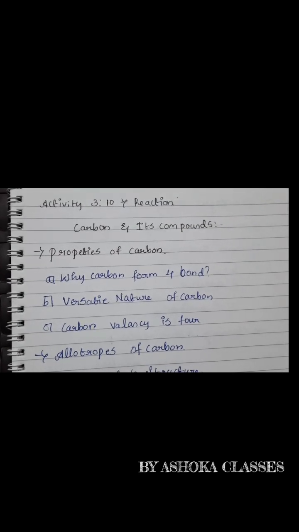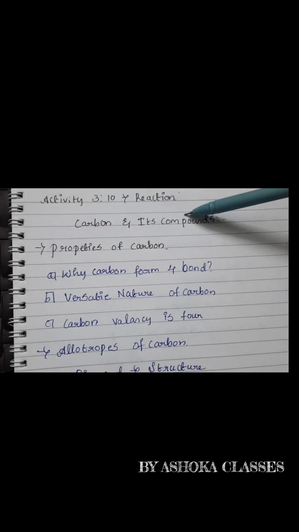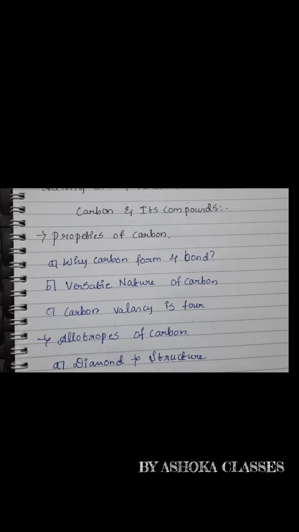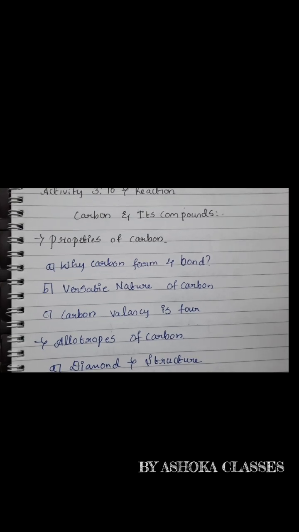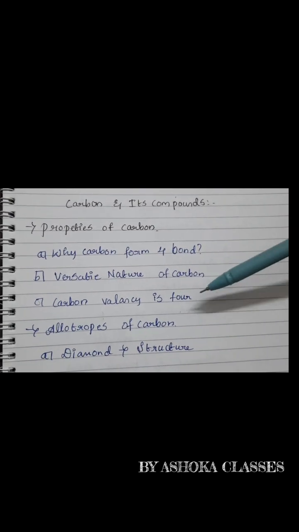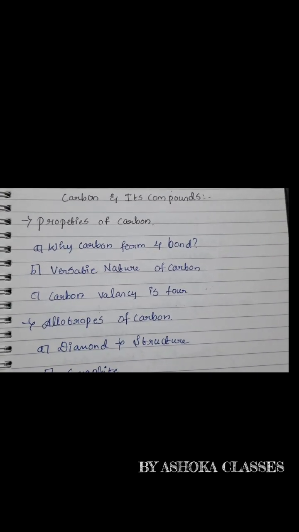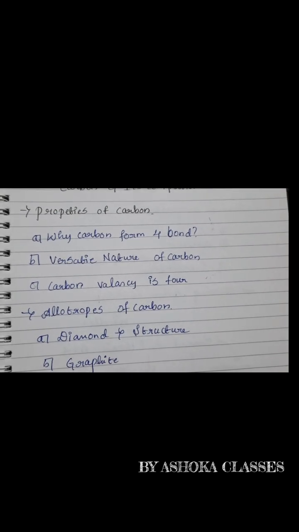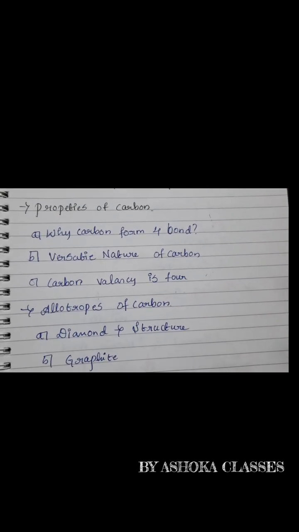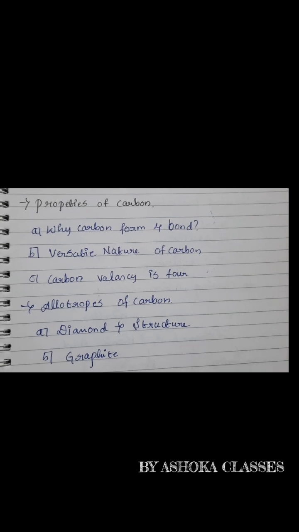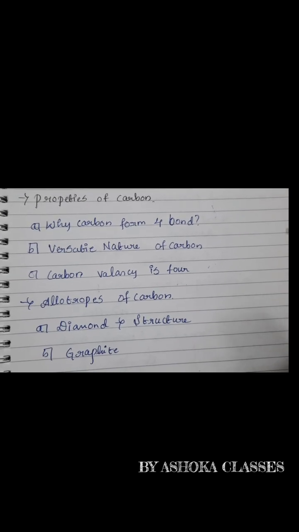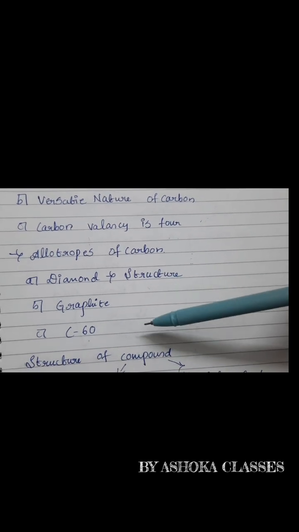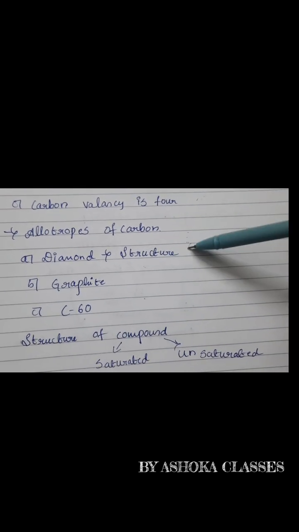Then we have the next chapter called carbon and its compounds. In this you have to remember properties of carbon, at least 5 to 6 properties. Then why carbon forms 4 bonds, this question may come. So go through it. Why carbon has a versatile nature. Carbon valency is 4. Allotropes of carbon. Then you have to remember the structure of diamond, graphite, C60. These all are important in this chapter.